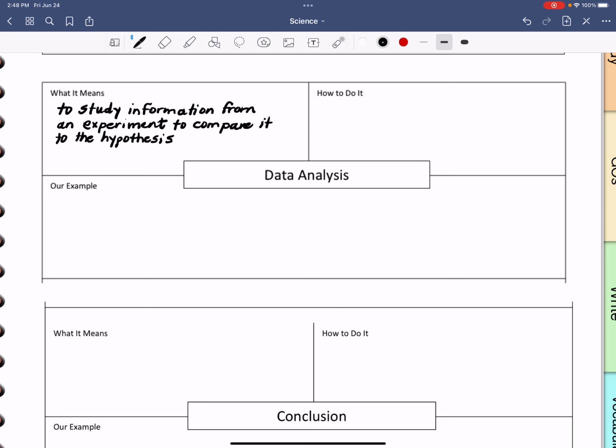Okay, so how do you do it? The first thing you do is gather the data. You take all of the blood tests, all of the ultrasounds, everything that you did, and you gather it up together. And then you organize it. You put it in a spreadsheet, or you put it in some ordered form. And then you make comparisons.